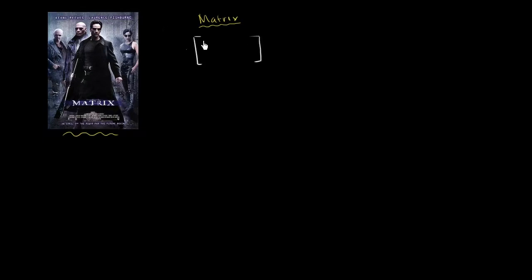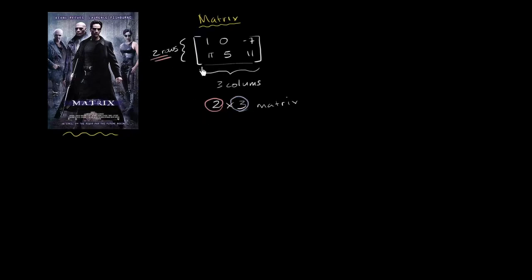So, for example, this right over here, if I have 1, 0, -7, pi, 5, and 11. This is a matrix where 1, 0, -7, pi, each of those are an entry in the matrix. This matrix right over here has two rows, and it has three columns. And because it has 2 rows and 3 columns, people will often say that this is a 2 by 3 matrix. Whenever they say it's a something by something matrix, they're telling you that it has 2 rows. So you see the 2 rows right over there. And they're telling you that it has 3 columns. You see the 3 columns right over there.